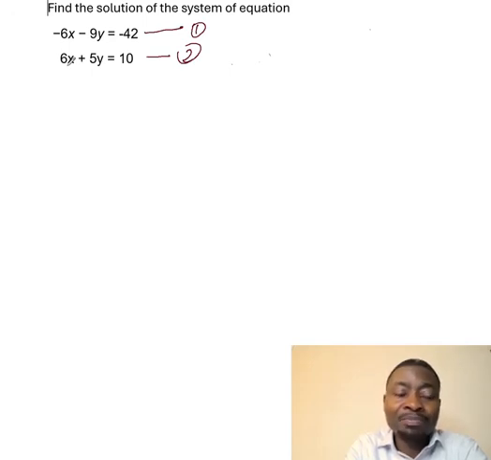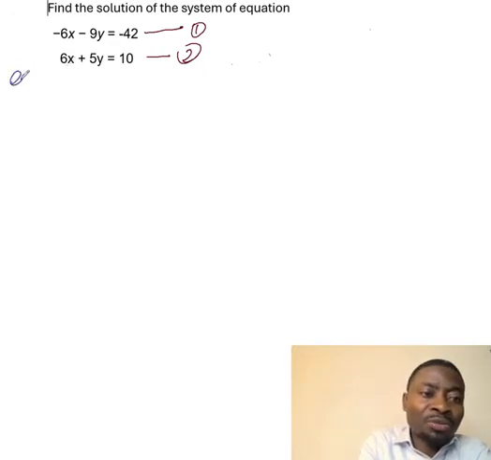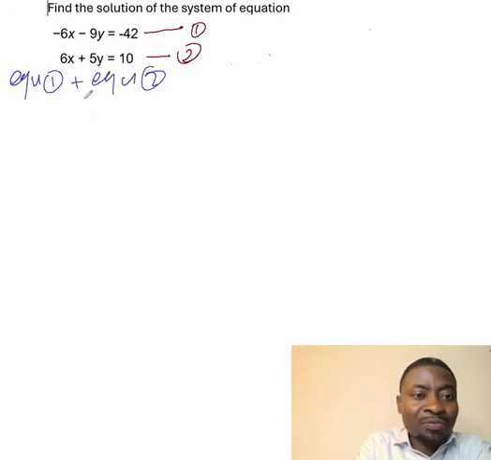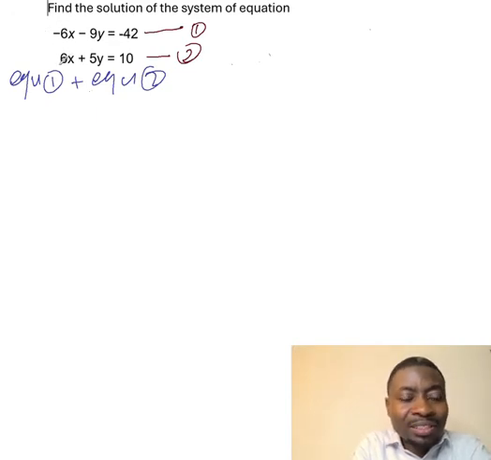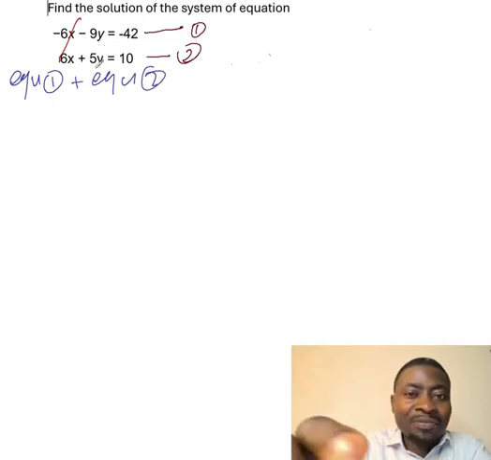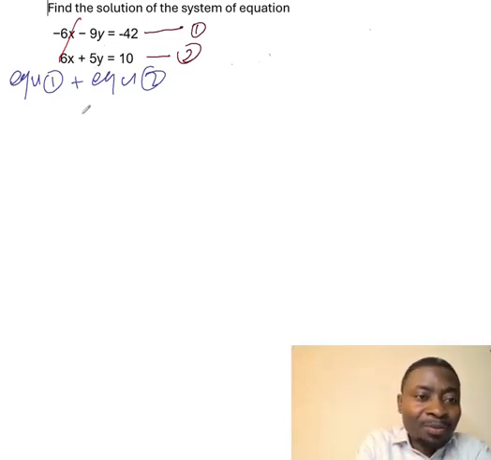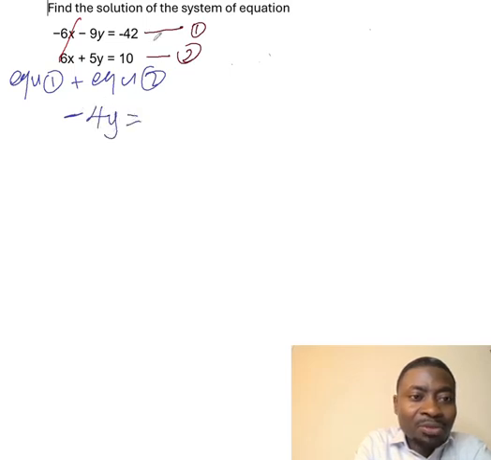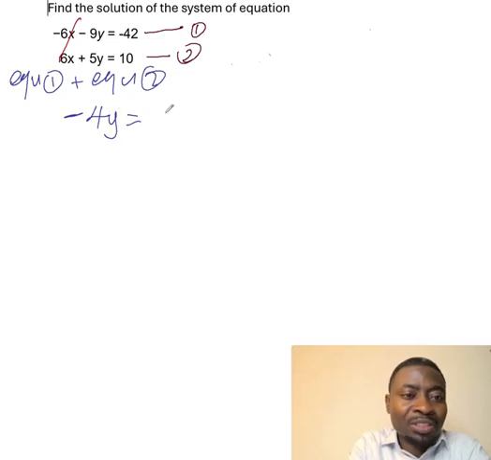All I need to do is to add them, because I know that negative 6 plus 6 will give us 0. So I will say equation 1 plus equation 2. I'm going to add them together. Negative 6 plus 6 gives us 0, so automatically the x goes off. That leaves us with negative 9 plus 5, which gives us negative 4y equals negative 42 plus 10.